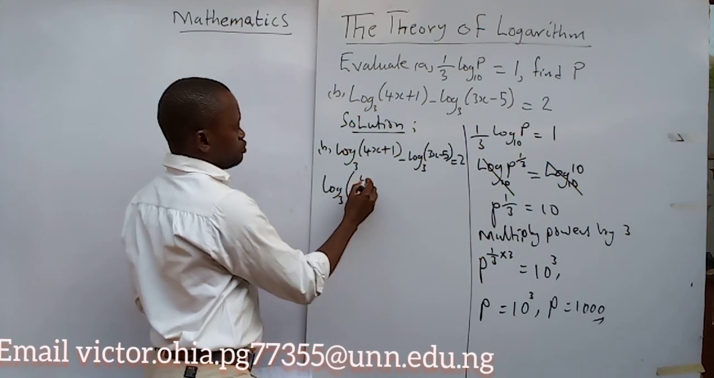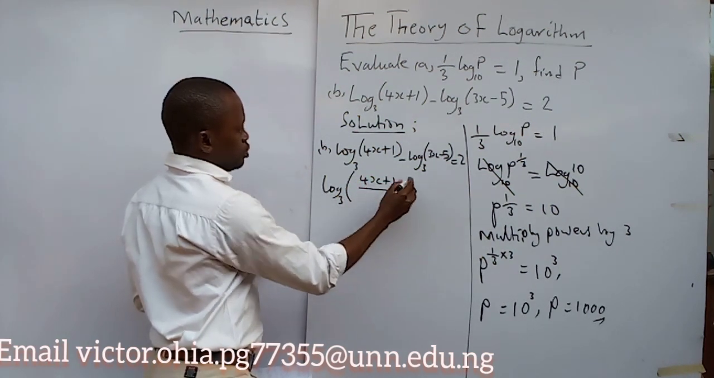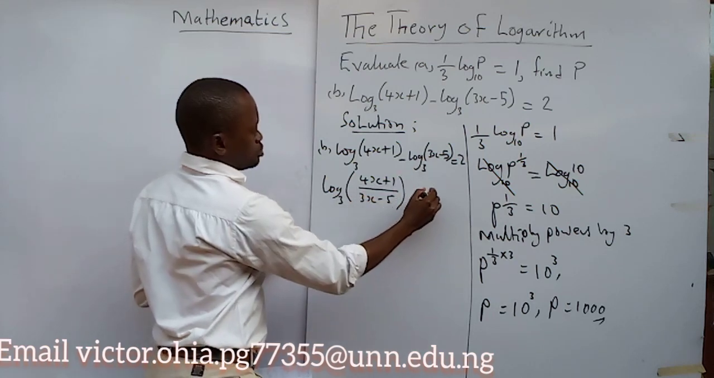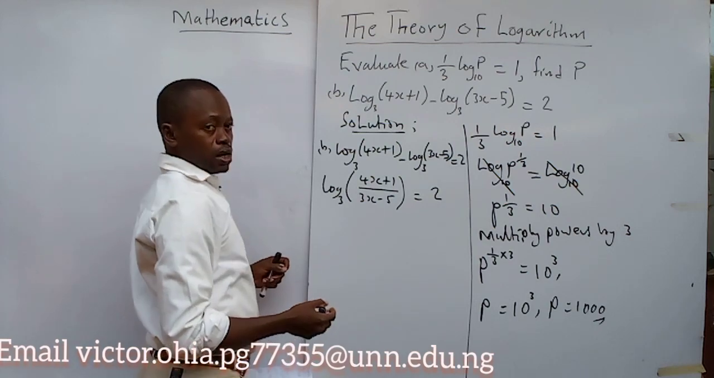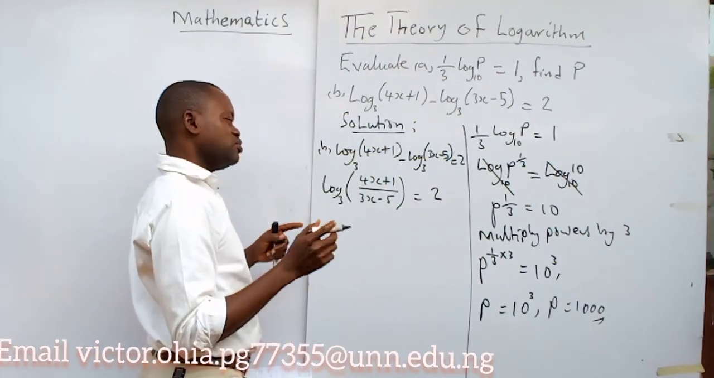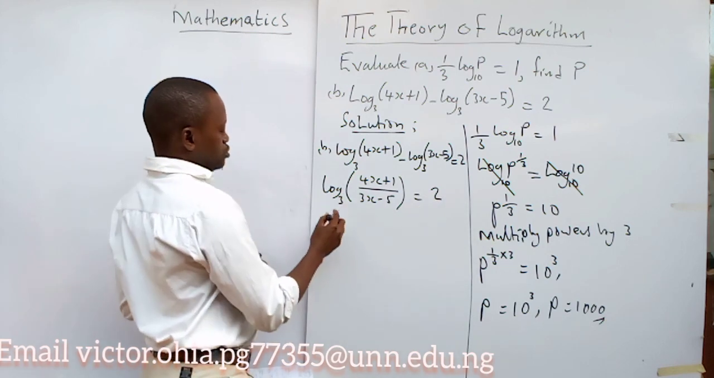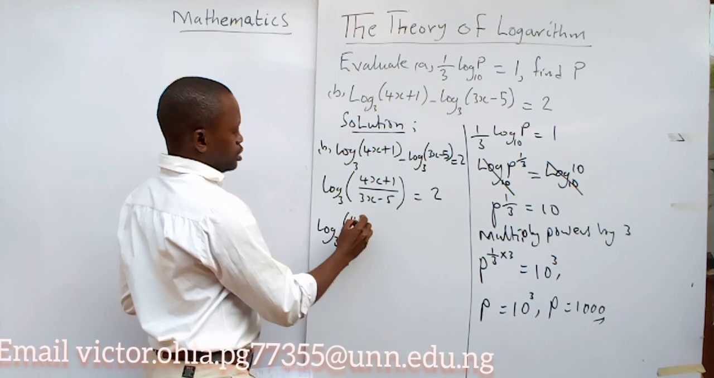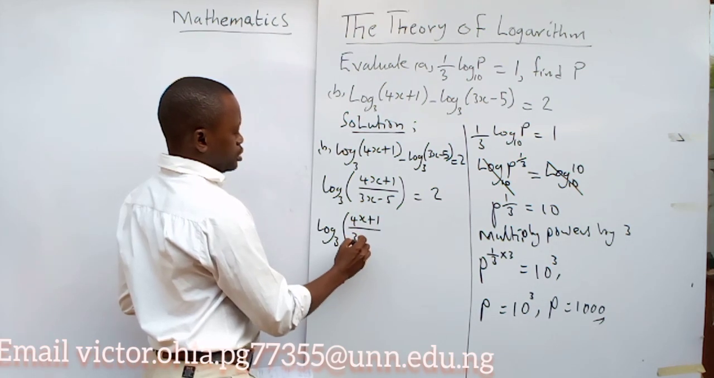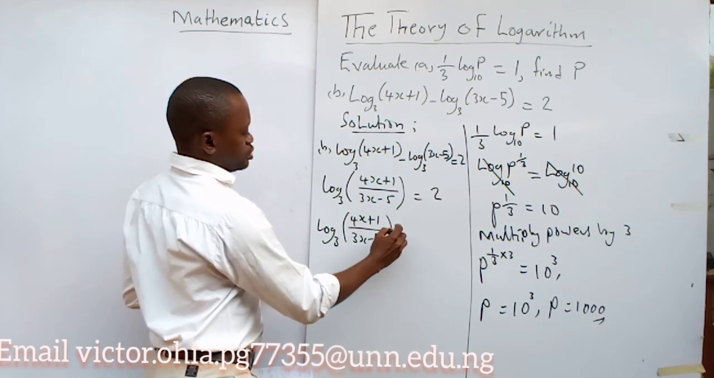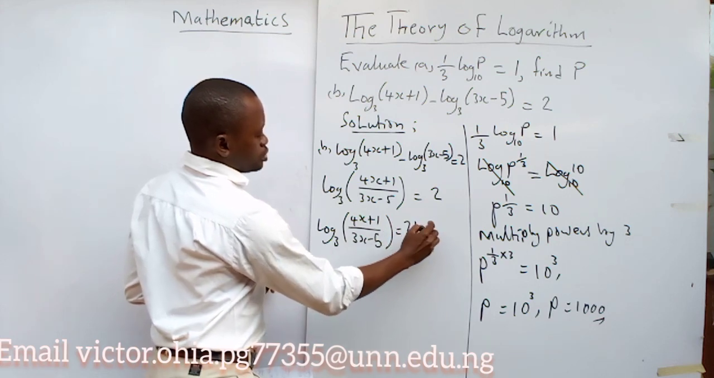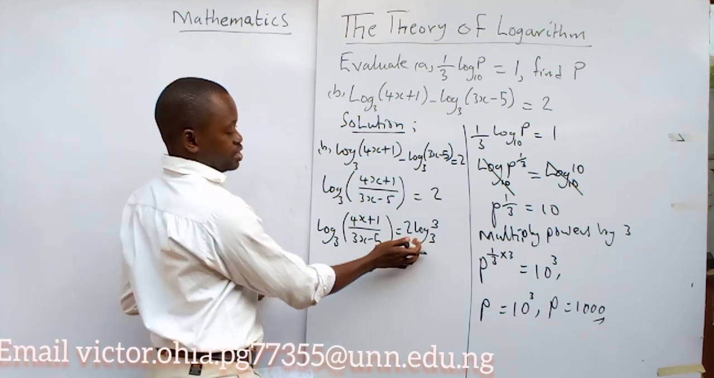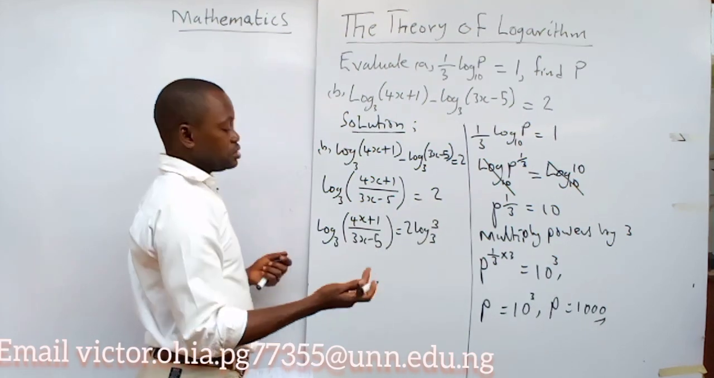Then I will have (4x + 1)/(3x - 5) equals 2. Now, I'm going to do something here. Permit me again. You will see that log base 3 of (4x + 1)/(3x - 5) equals 2 log 3 in base 3. What is log 3 in base 3? It is 1, so this is like saying 2 times 1. It is still 2; I didn't change anything.